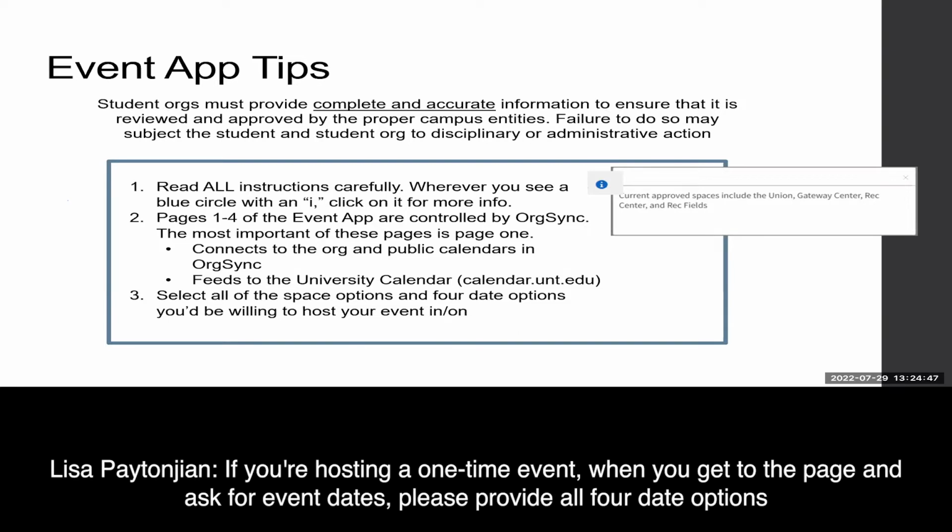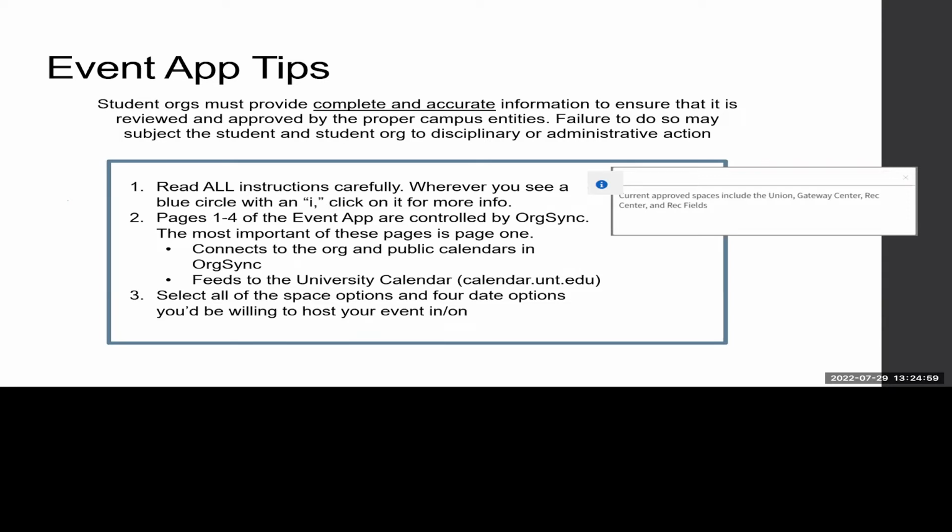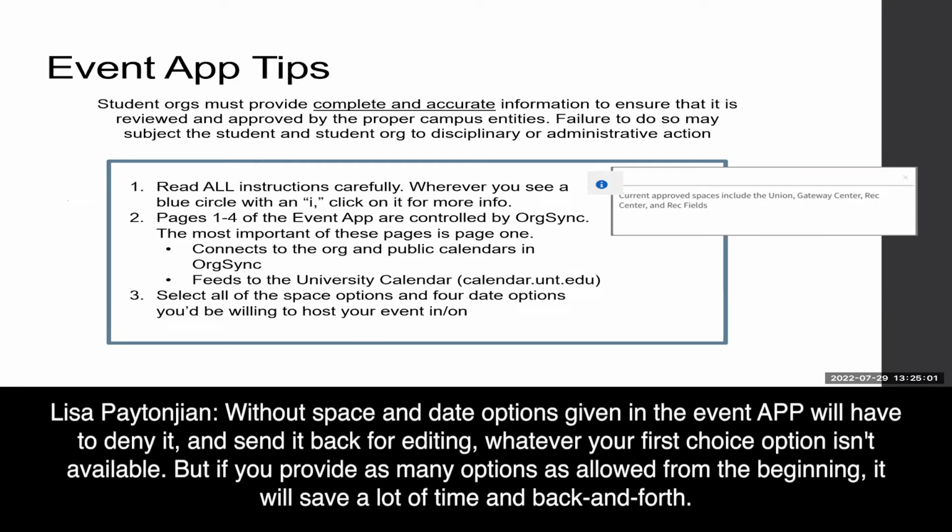If you're hosting a one-time event, when you get to the page that asks for event dates, please provide all 4 date options, because if your first choice space and/or date isn't available, reserving departments will move straight to the second choice options and so on. Without space and date options given in the event app, we'll have to deny it and send it back for editing whenever your first choice option isn't available. But if you provide as many options as allowed from the beginning, it'll save a lot of time and back and forth.